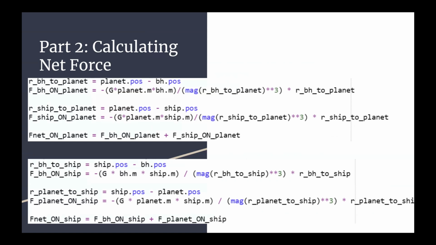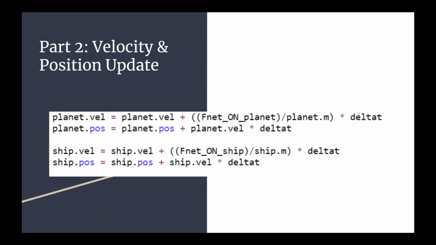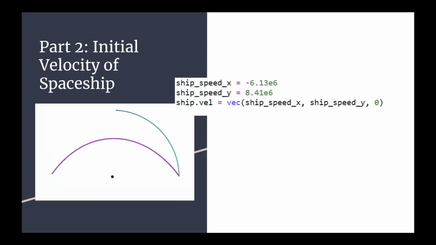All right, so our first step is to calculate our net force acting on our planet and then the net force acting on our ship. To do this, we've got to find the force acting on the planet due to the black hole and the force due to the ship. Adding them together gives F net on the planet, and we do the same thing for the ship. All right, and then we've got our velocity and position update formulas that we use to predict the motion of our planet as well as our ship. As you can see here, here's the graph. We calculated that with a speed of negative 6.16 times 10 to the 6th in the x direction and 8.141 times 10 to the 6th in the y direction, we were able to escape the black hole.